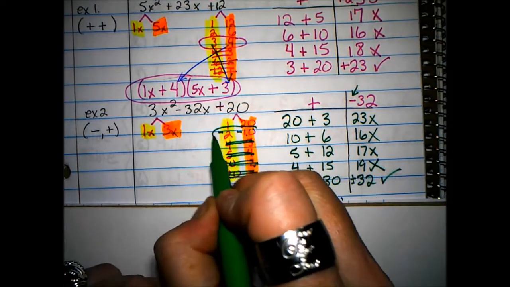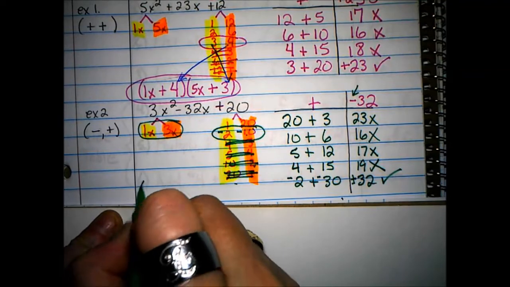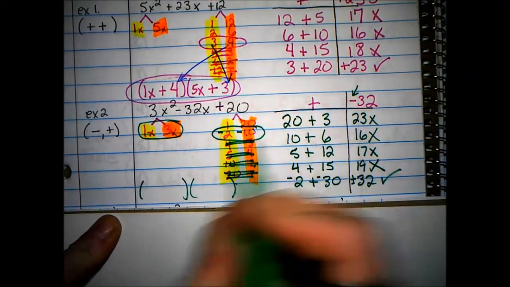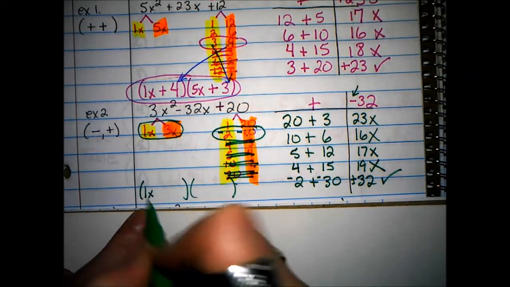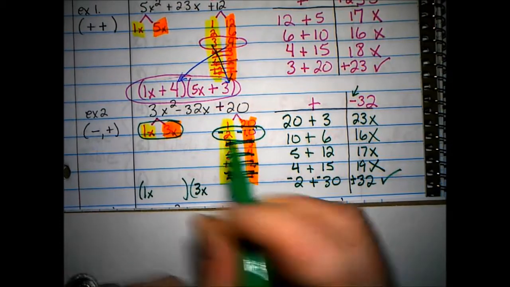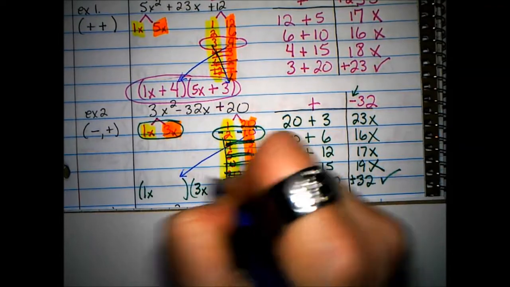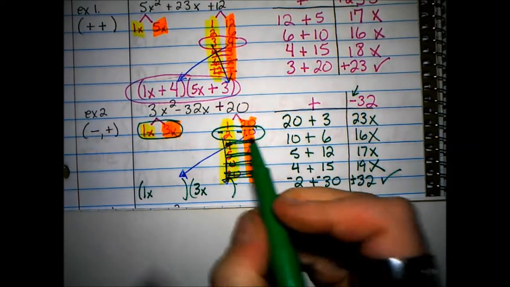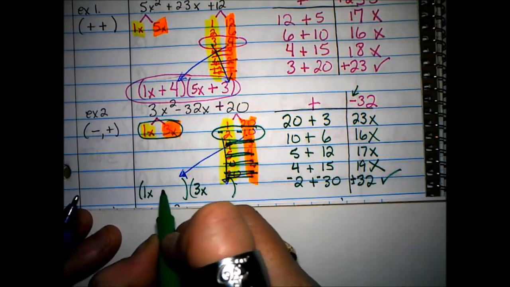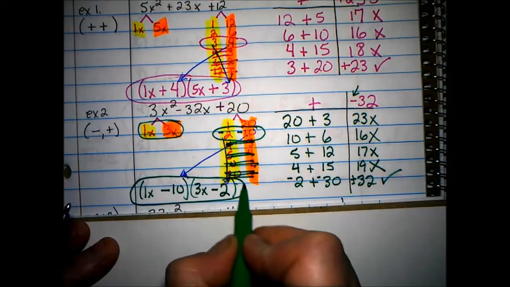Now, these are your factors you want to use in your answer. So if I write my answer now, I'm going to write my binomials. Remember, bring the 1x into the front binomial and the 3x into the second binomial. And then remember, you must crisscross, flip-flop your second factors. So the negative 10 comes to the front and the negative 2 goes to the back, and there's your answer.